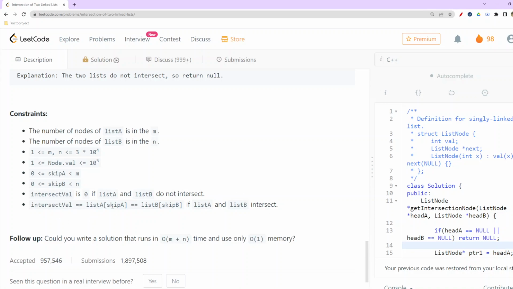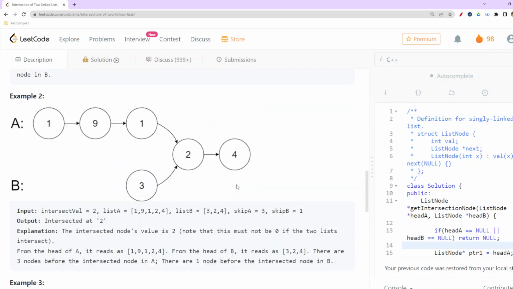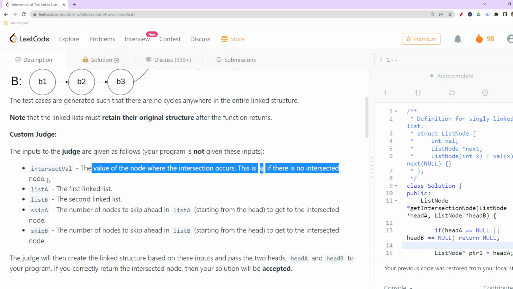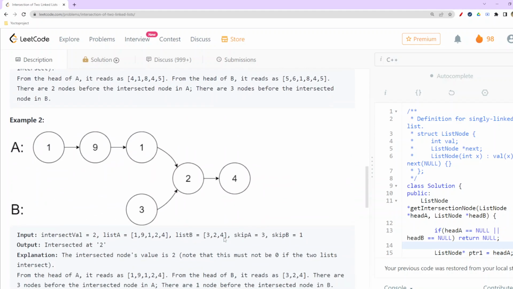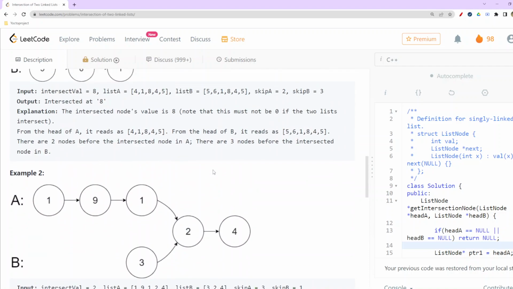Here it is: intersectVal, the value of the node where the intersection occurs, is 0 if there is no intersected node. That means the intersection value is 0 if both of them don't intersect, and if both of them intersect, then the values would be equal, right? So that's what they are saying.